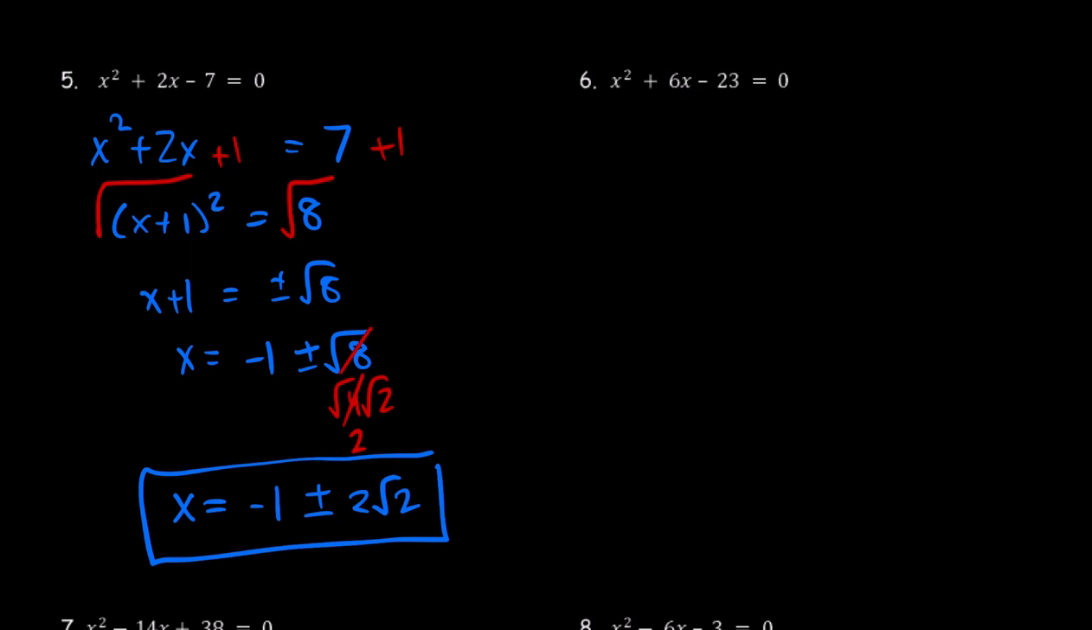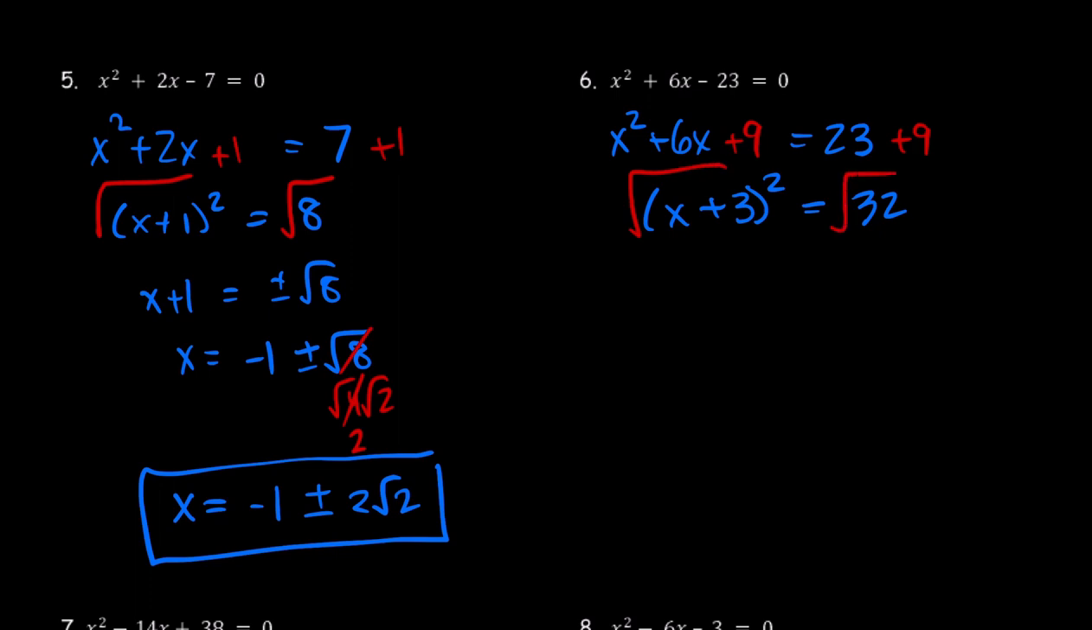Number 6, yep, leading coefficient of 1. That's even. Let's add 23 to both sides. All right, so we've got x squared plus 6x equals 23. We're going to take half of that, which is 3, and square it. That's 9. So I'll add 9 to both sides. So now this factors to x plus 3 and x plus 3, or x plus 3 squared. 23 plus 9 is 32.